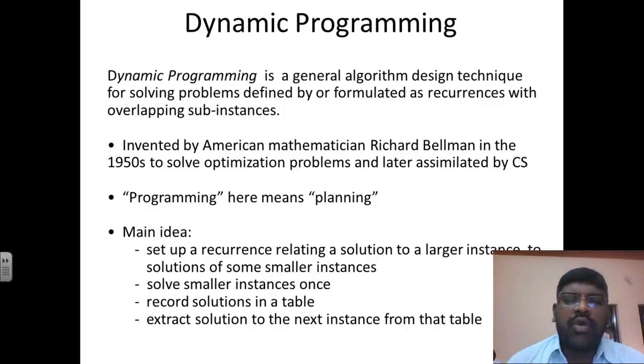Hi guys, good morning. Today let us see one more algorithm design technique called dynamic programming. As we know, an algorithm design technique means the way of approaching to solve a problem. So let us consider there is a problem to solve in a recurrence way.